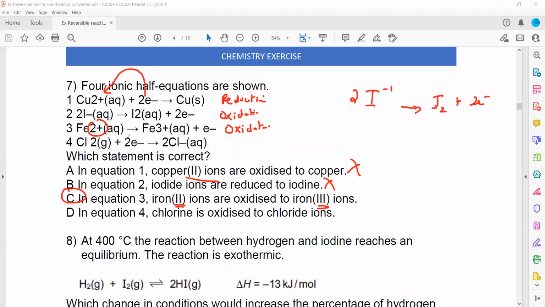And why not the fourth one? Because if a chlorine molecule gains electrons, it turns into chloride ion. Reduction is a gain of electrons, so this change is reduction. So in equation 4, chlorine is oxidized? No, it's not oxidized, it is actually reduced. That's why C is the right answer, that iron 2 ions are oxidized to iron 3. Iron 2 ion loses electron and turns into iron 3. Is it clear?